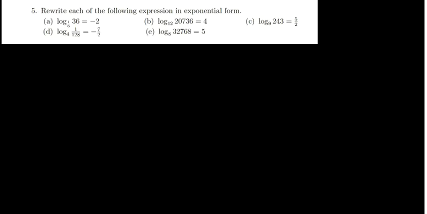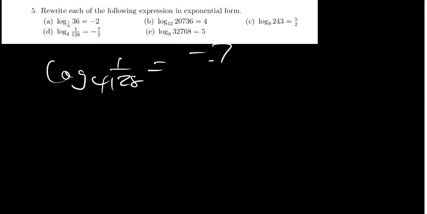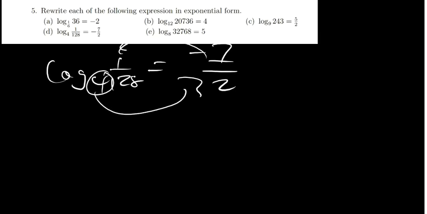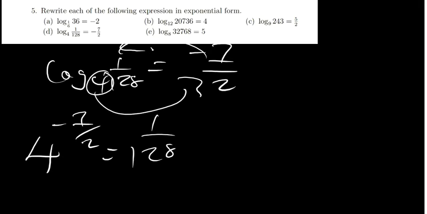But D is saying log base 4 of 1 over 128 is equal to negative 7 over 2. So the base is 4. 4 raised to the power what is outside is equal to what is inside. So it's going to be 4 raised to the power negative 7 over 2 is equal to 1 over 128. As simple as that.